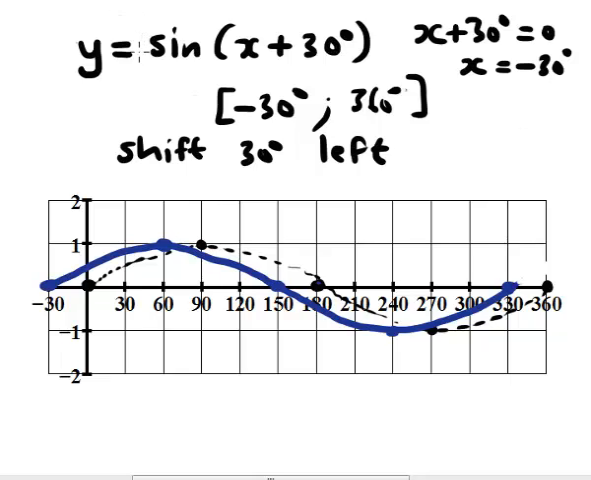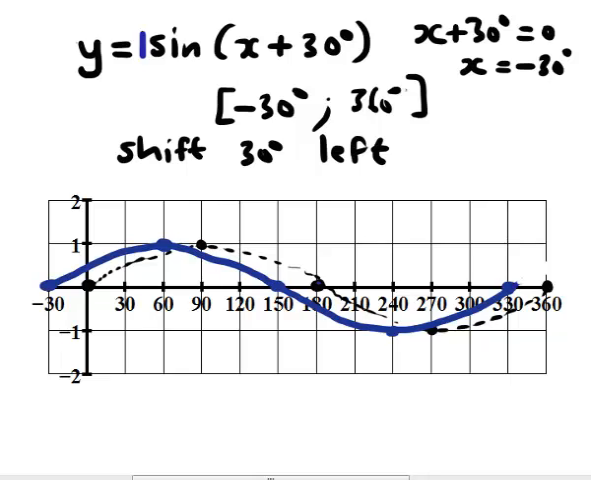The amplitude is definitely 1. The period is still 360. You're simply shifting the sine curve to the left, 30 degrees to the left. What if we sketch another graph quickly? Let's have a look if we go to the right.